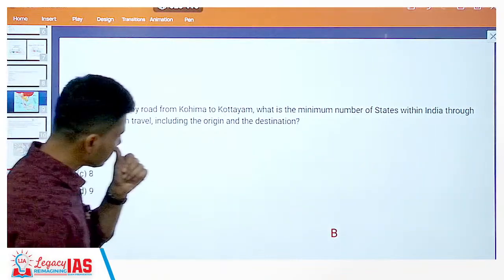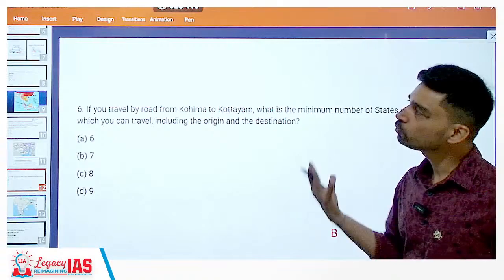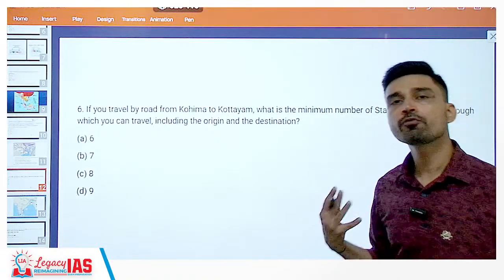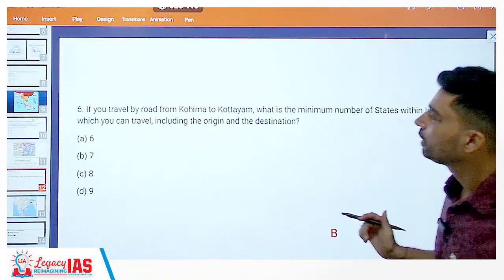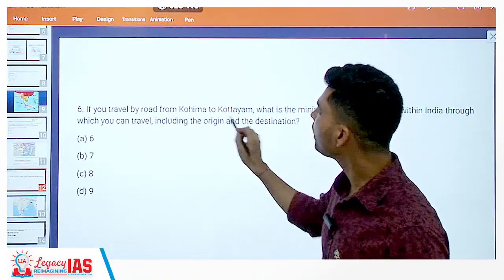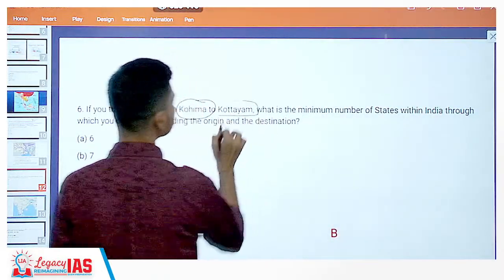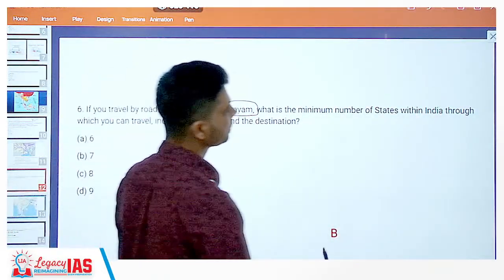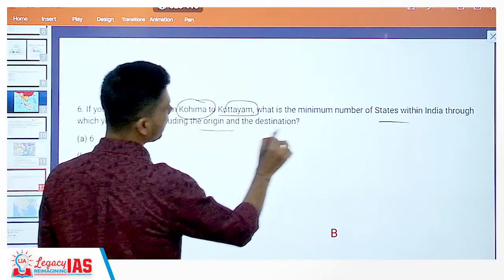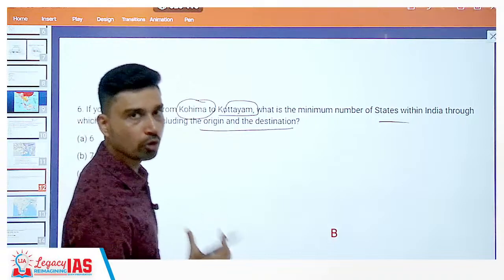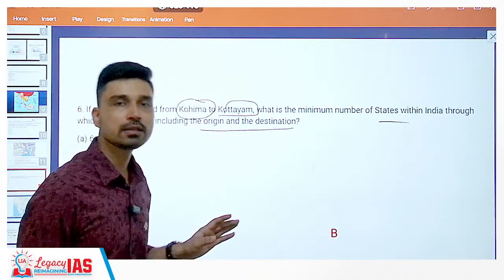Next, it is a very interesting question, again a map based question. As you can see, in 2017 UPSC is asking a lot of questions that can be easily solved if you have proper knowledge of the map. So the question is simple: if you travel by road from Kohima, that is one city, to Kottayam, that is the other city, what is the minimum number of states within India through which you can travel, including the origin and the destination?